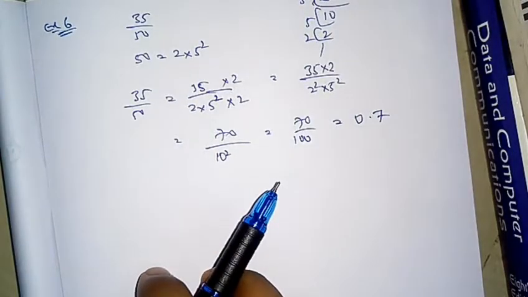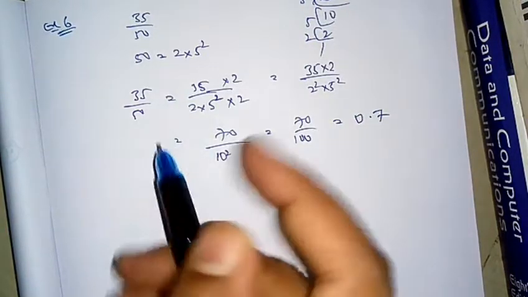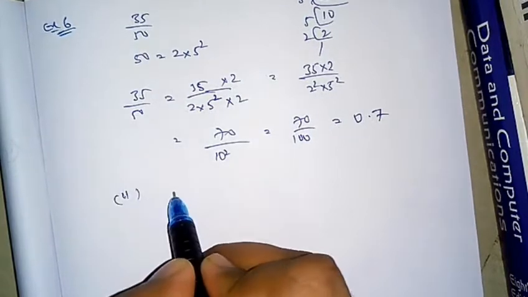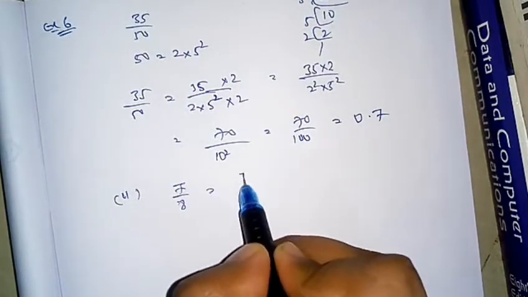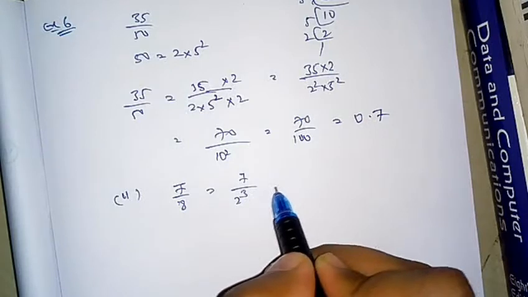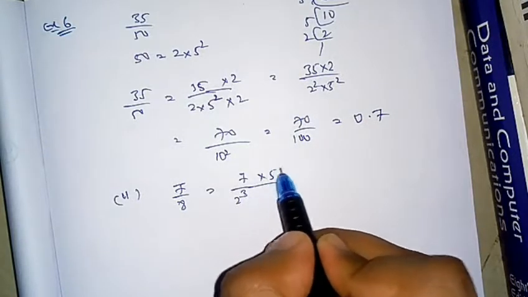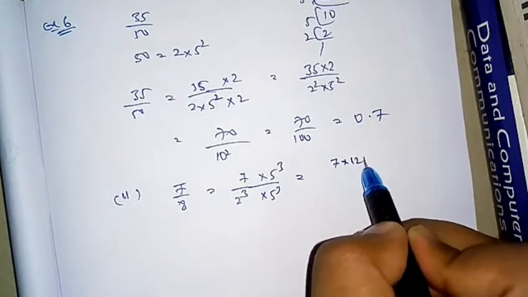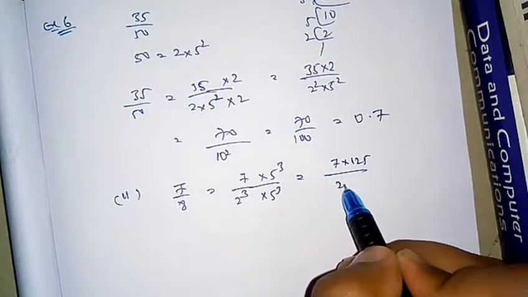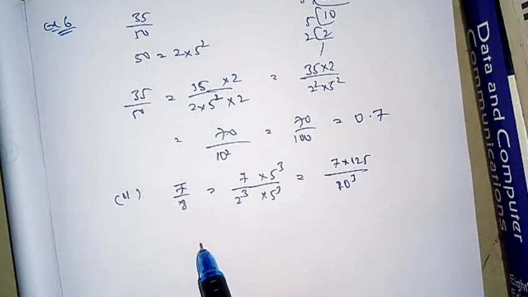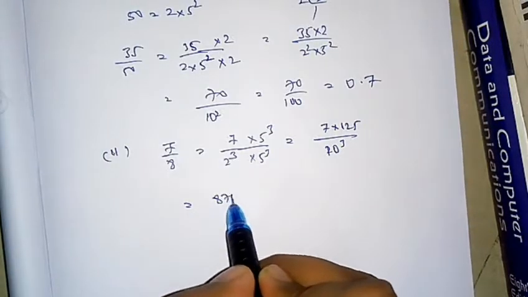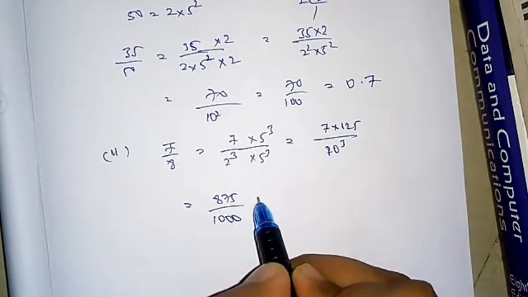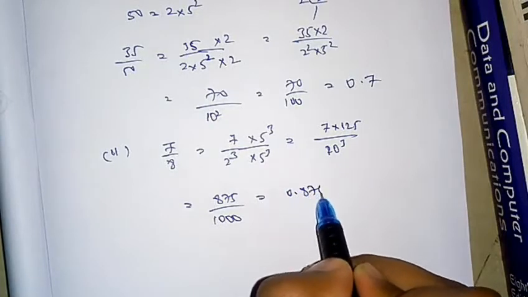Next is 7 by 8. 7 by 8, you can write it as 7 by 2 cube. What you can do is multiply numerator and denominator with 5 cube. So which is equal to 7 into 125 by 10 cube, which will be equal to 875 by 1000. This can be written as 0.875.